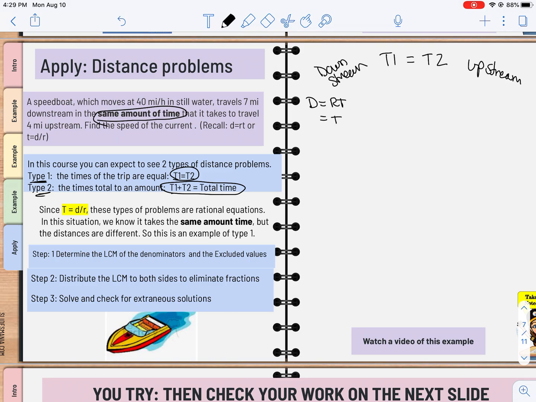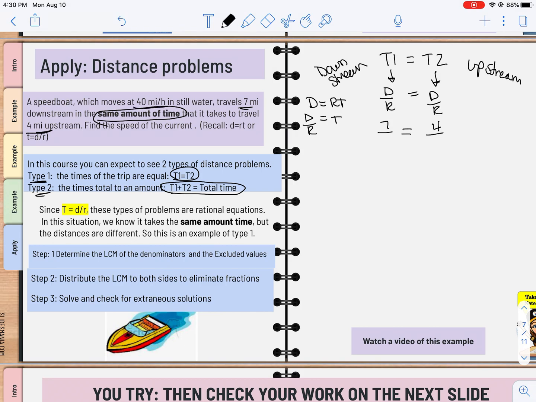We know that distance is rate times time. So if we solve that for time, we get distance divided by rate. So time I could substitute with distance divided by rate. I can bring those down. And the downstream distance, it tells me, is 7 miles. The upstream, it tells me, is 4 miles.